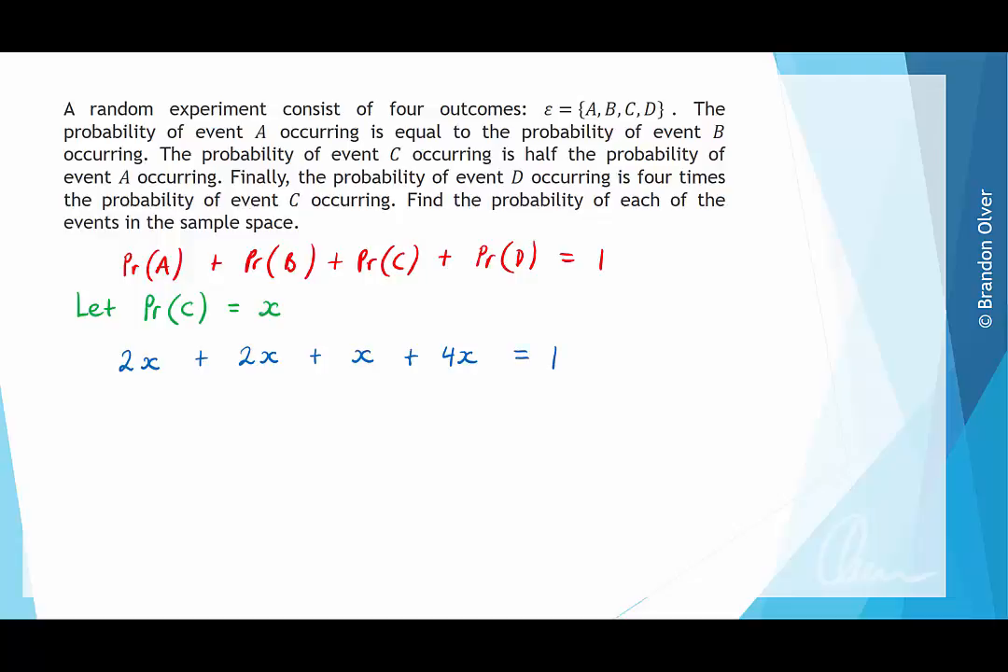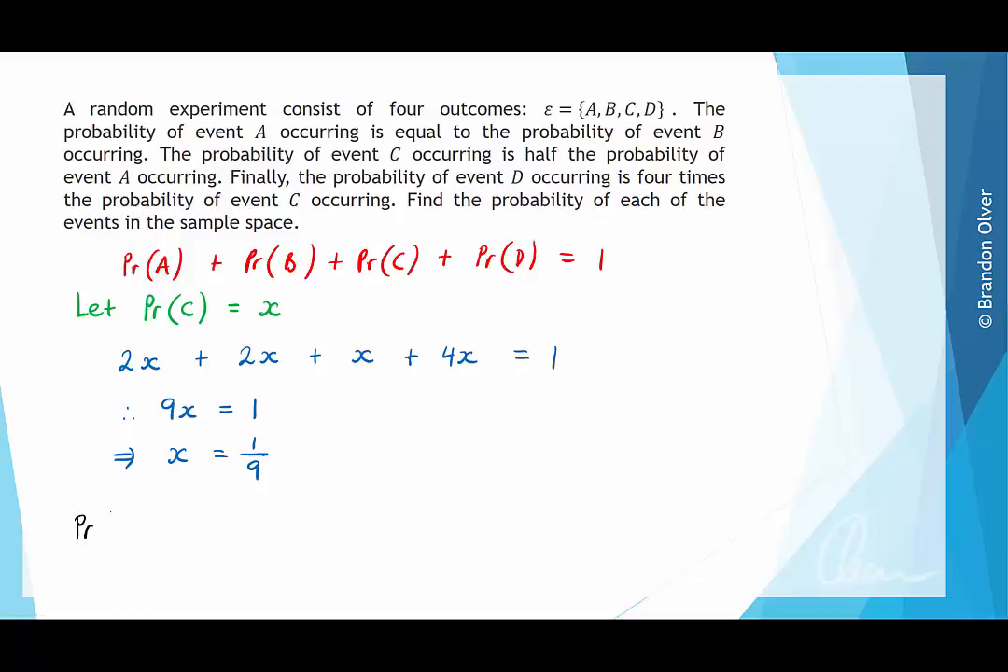Now all of these are like terms, so 2x plus 2x plus x plus 4x equals 9x, so therefore 9x equals 1, which gives, once we divide by 9, x equaling 1 over 9. So now that we know what x is, we can determine the probabilities of all the events.